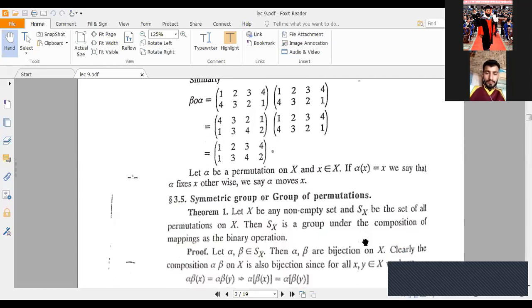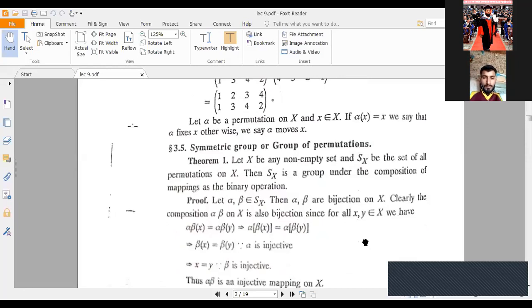Now here's a theorem: let X be a non-empty set and A sub X be the set of all permutations on X. It means collect all possible permutations on X. Then this set, represented by S sub X, is a group under composition of mapping as a binary operation. Here the binary operation is composition of mapping. It forms a group. It satisfies all properties of a group: closure, associativity, identity, inverse of each element, but it's not commutative.